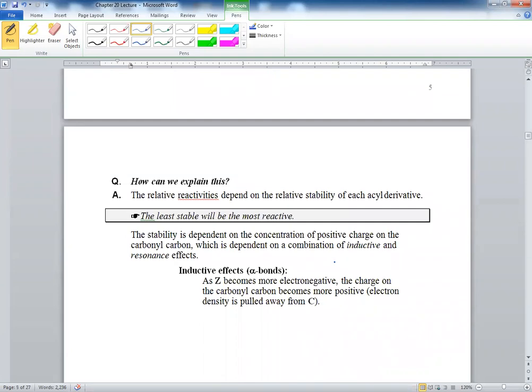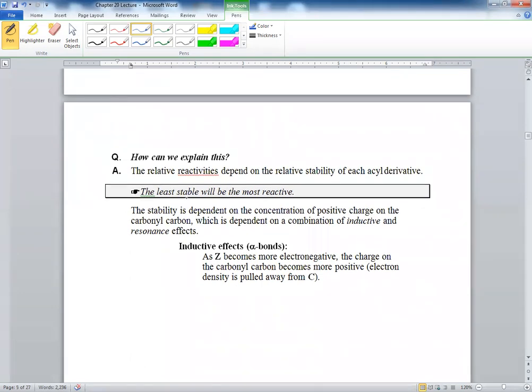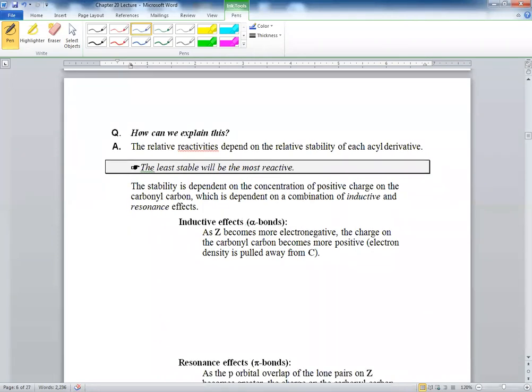So how can we explain this? The relative reactivities depend on the relative stability of each acyl derivative. The least stable will be the most reactive. So we have two things going on here, and that's why it's not easy to resolve. We would have to look at two different factors that can be working against each other, and we've seen these before in the aromatics chapter. So the stability is dependent on the concentration of positive charge on the carbonyl carbon, which is dependent on a combination of inductive and resonance effect.